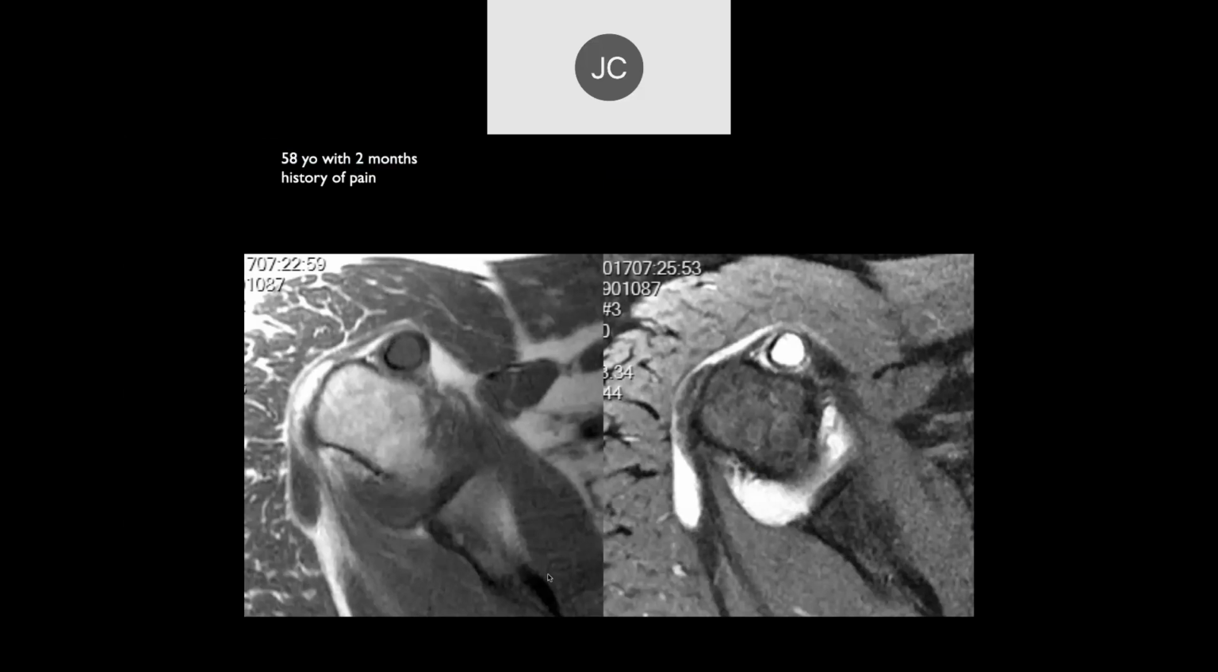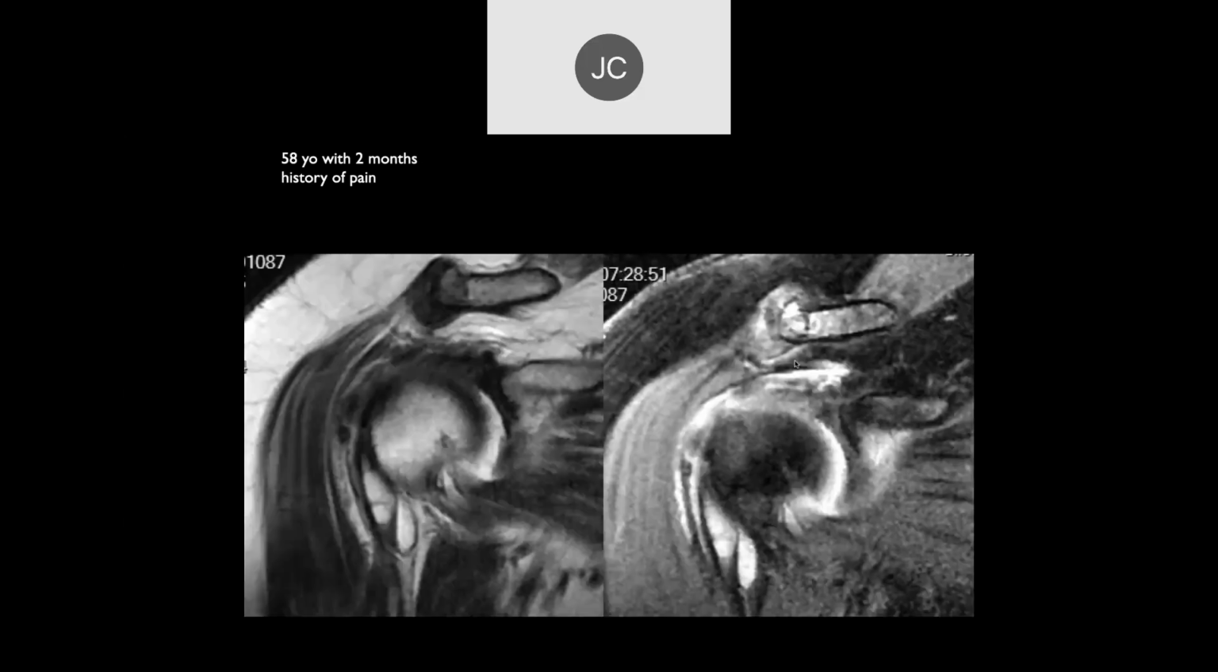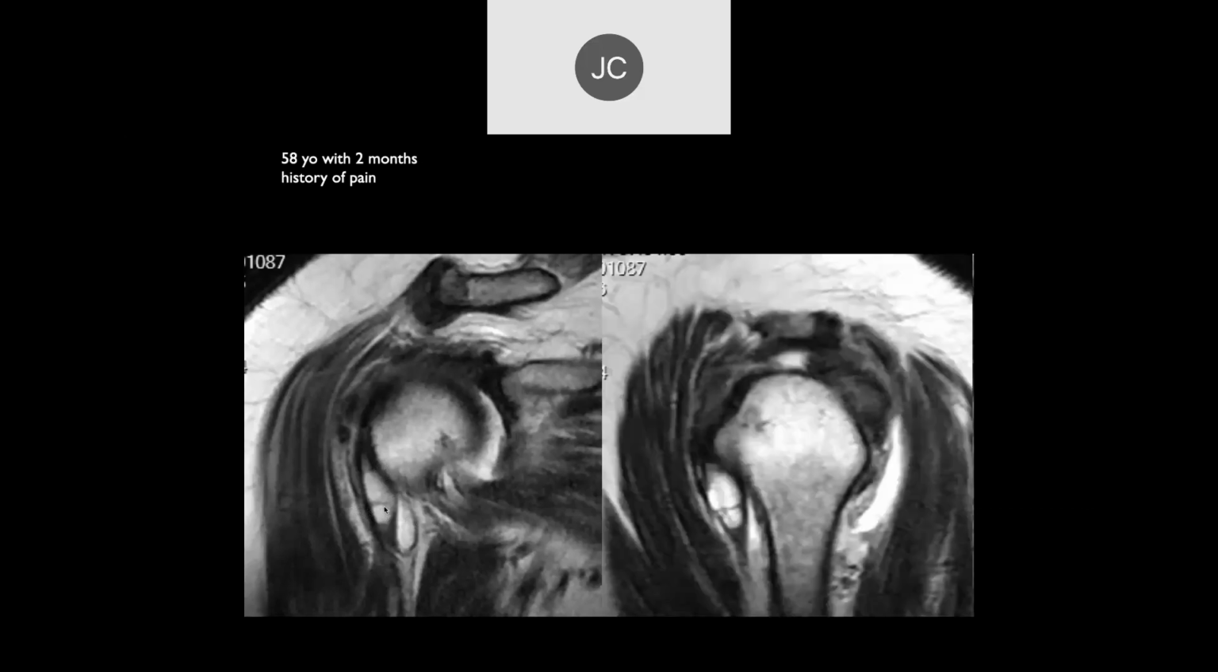58-year-old with 2 months history of pain. So we have two axial views. The second one is PD fat sat, and the first one is a T1. And it looks like there is quite a bit of fluid within the biceps tendon or the sheath. Is the tendon flattened? So it looks like there's fluid that extends inferiorly within the sheath. There's some in the sheath, but there's also some within the tendon itself. Okay. So it's split. Doesn't that look split?